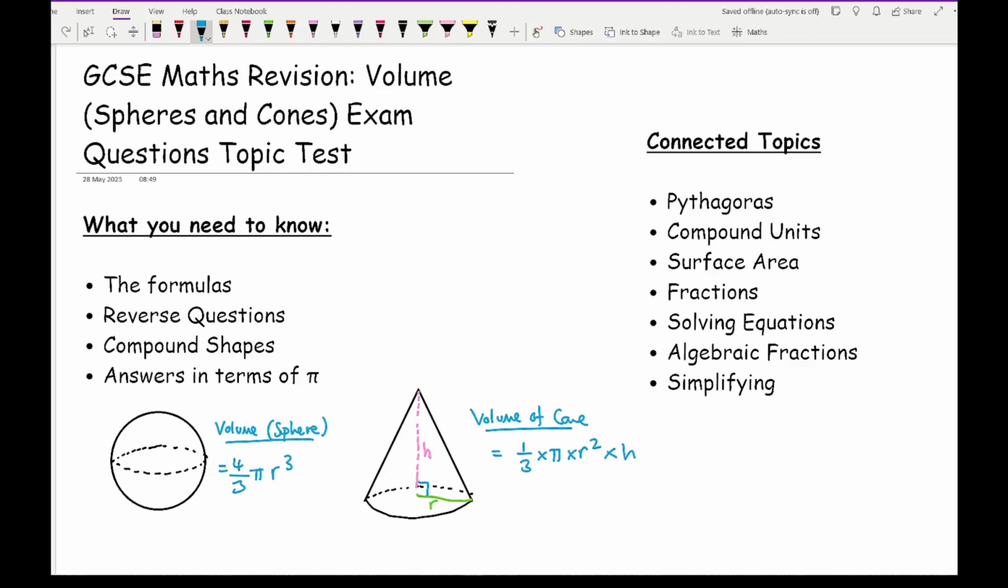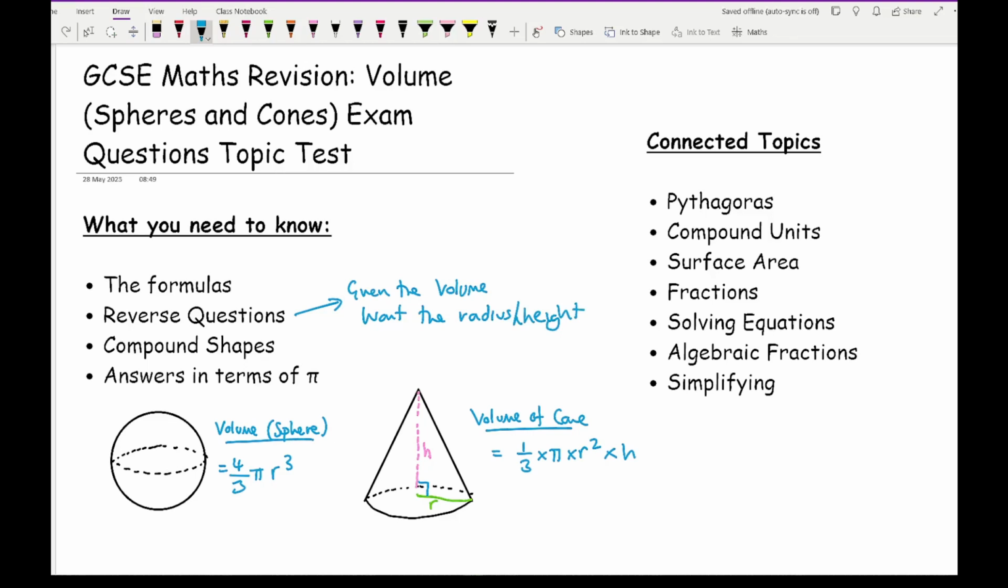Another type of thing that you need to know is reverse questions. So reverse questions are when you're given the volume and you want the radius or the height or the diameter of the base or the sphere. So again, just be mindful of that.